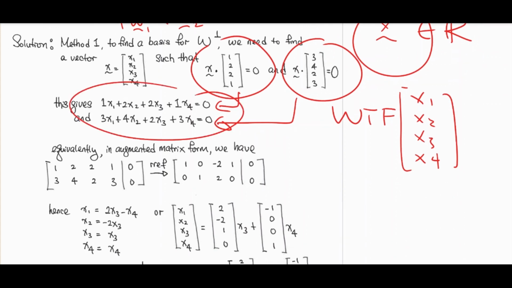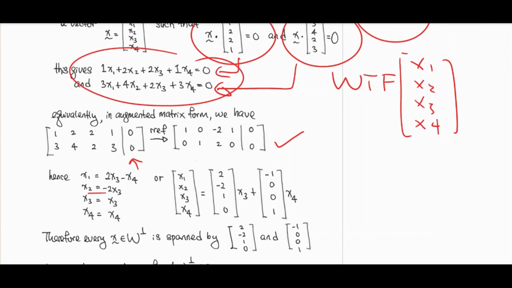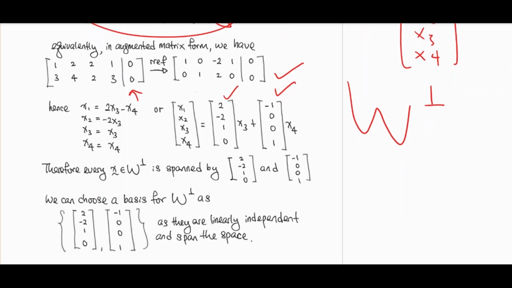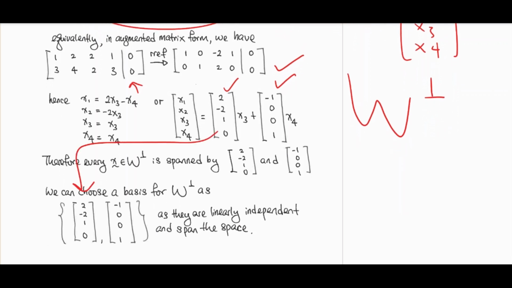Put this system into the augmented matrix and row reduce it, and you can see that we have free variables. We can write down our solutions, and our solution looks like this. So every element in W perp is spanned by these two vectors, and you can also verify that these two vectors are linearly independent. So these two vectors can be chosen to form a basis for W perp.